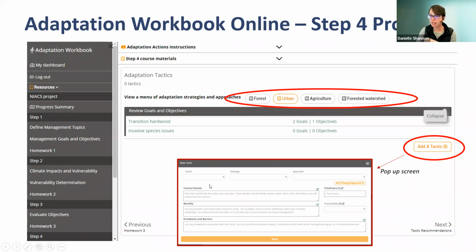What you'll do is interact with this pop-up, and you'll go up to the top and select the menu that you're looking for, then select the strategy, then select the approach, and then fill in all of the details below: the tactical details, the benefits, the drawbacks, your time frame, and practicability. I kind of think you should probably look at each menu on its own and highlight the approaches that seem most relevant to you so that it's easier to find if you're using more than one menu.